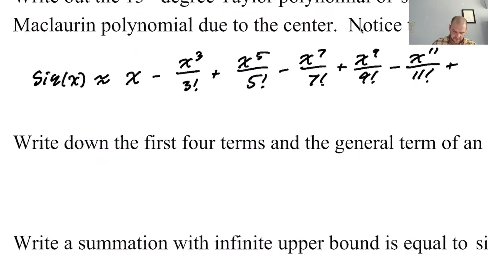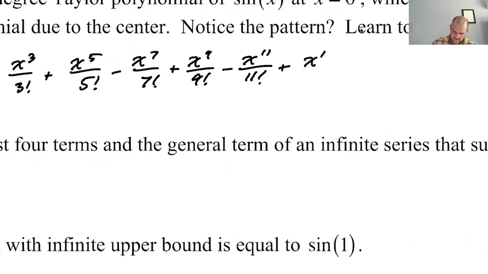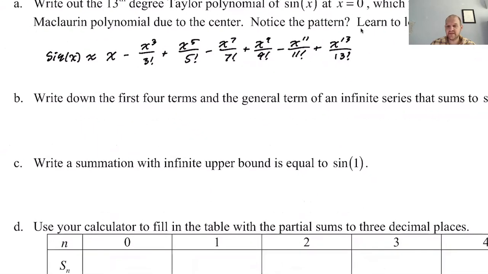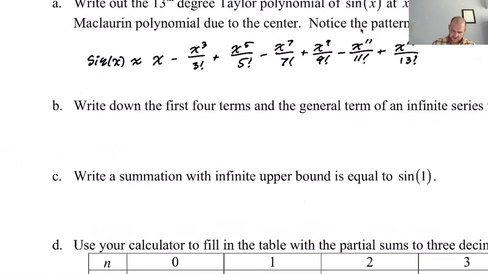If I wrote equals, no, approximately, okay. I was going to be so mad at myself. All right, so there we go. This polynomial, that's the Taylor polynomial, is approximately equal to sine of x. First four terms, general term of the infinite series that sums to the sine of 1.